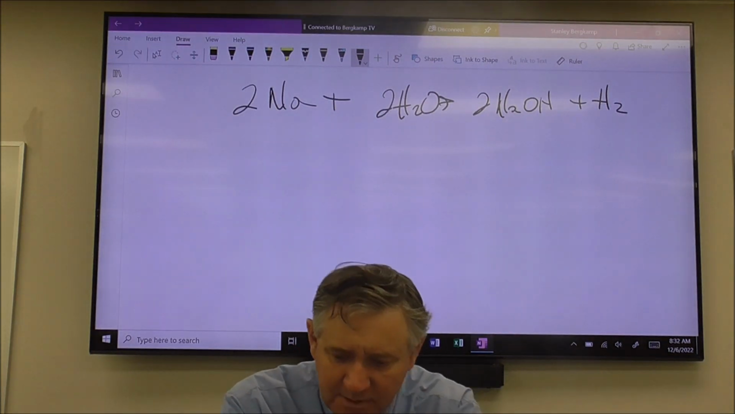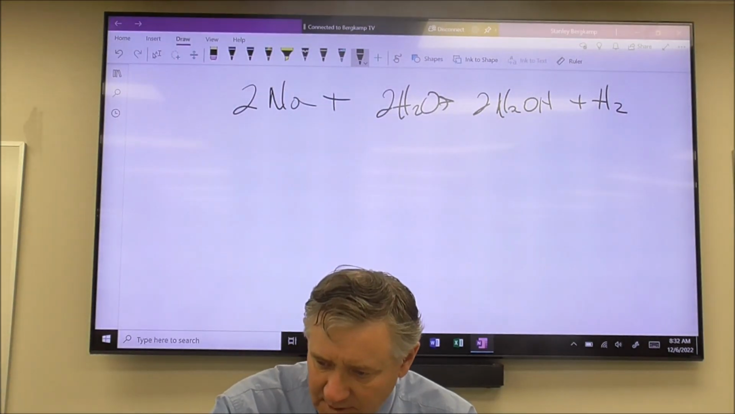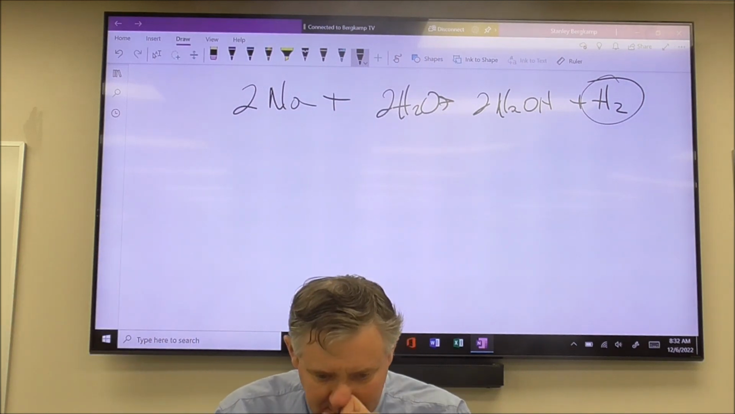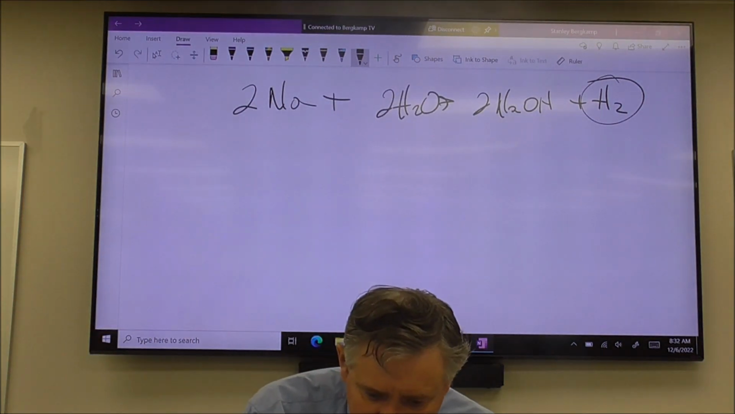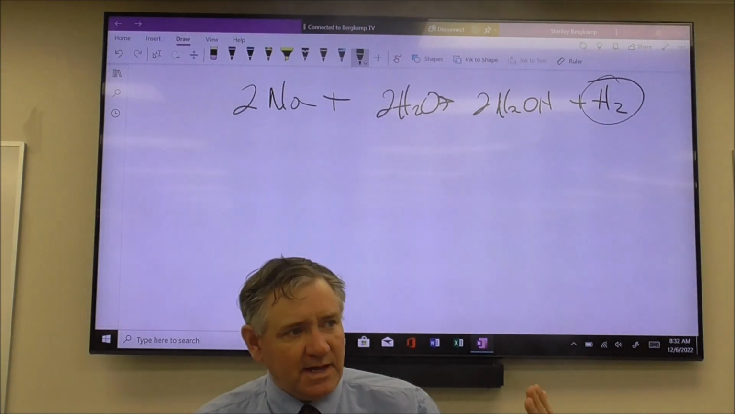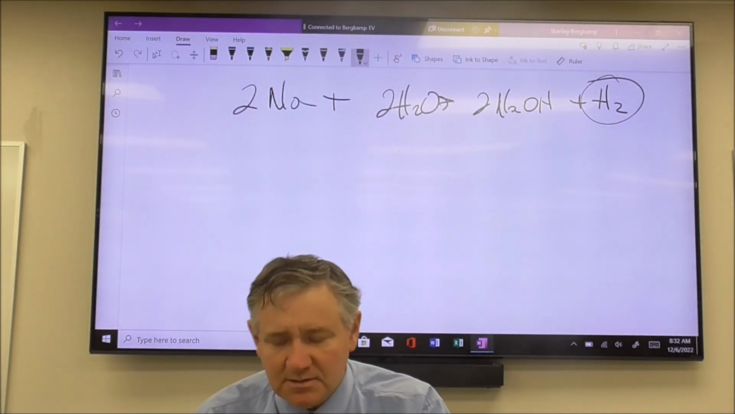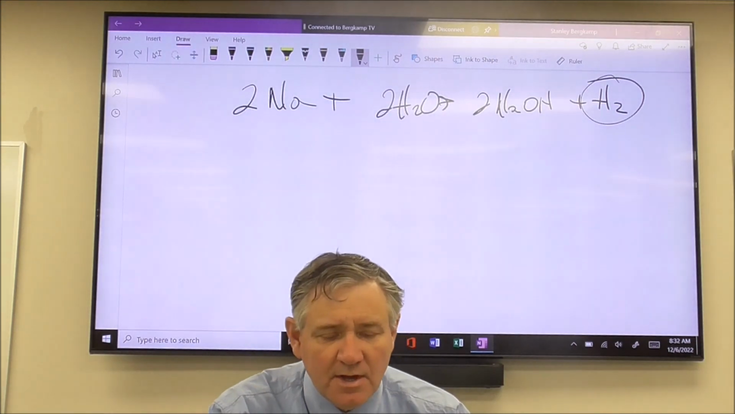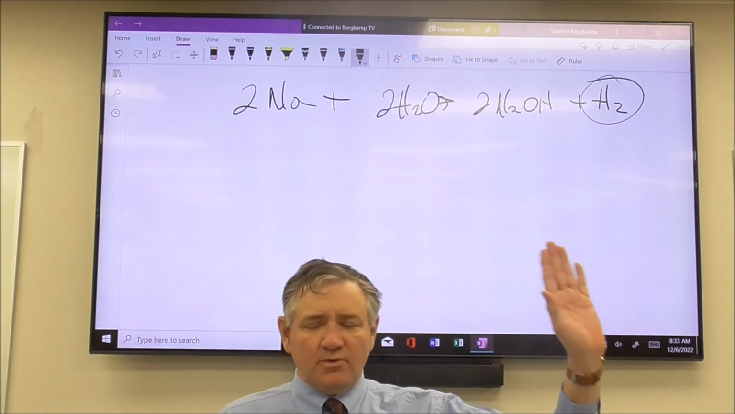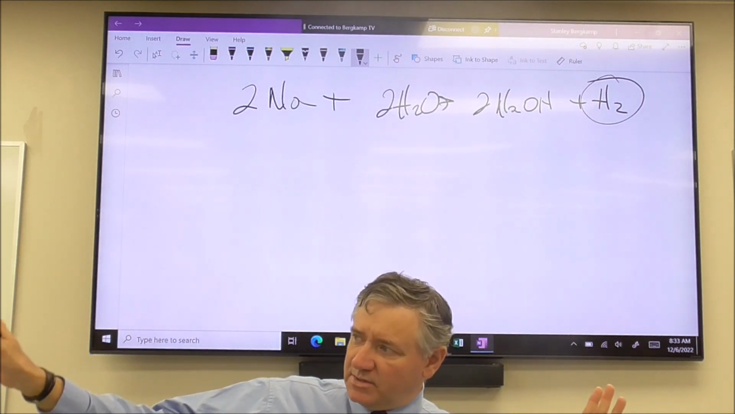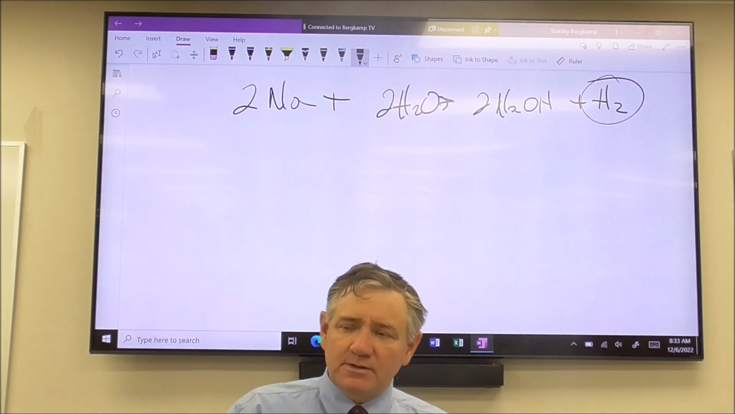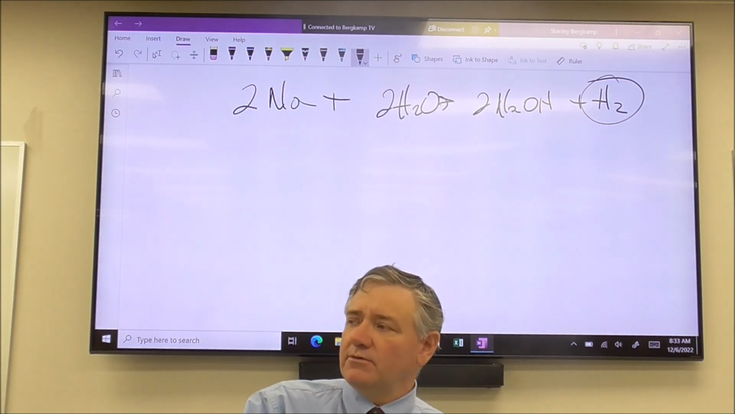So I want to produce 4 moles of hydrogen gas. So this is what I want to end up with. The question is, how many moles of sodium am I going to have to use to produce this? Now, here's what you're tempted to do. Y'all are tempted to work this problem left to right because that's how the equation reads, and you're tempted to go, oh, I'm going to start with the sodium. No, no, no.